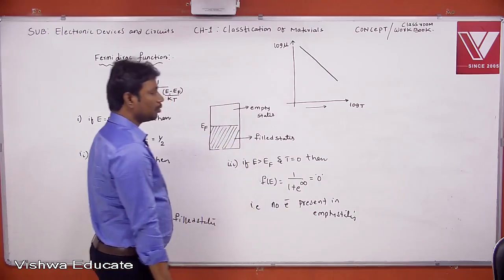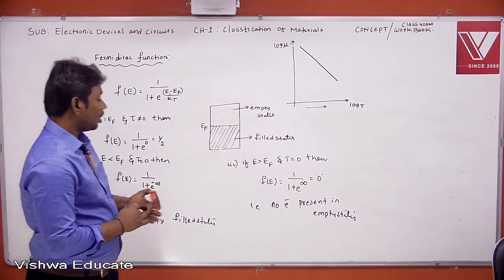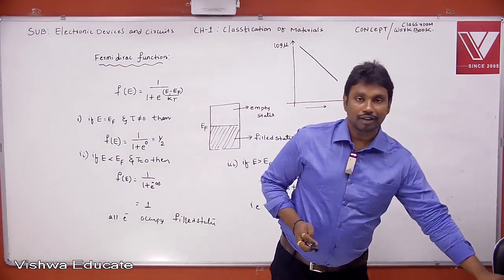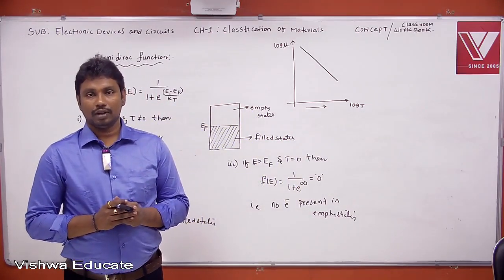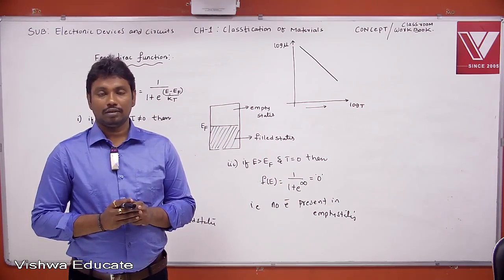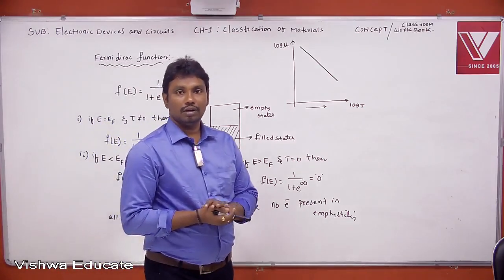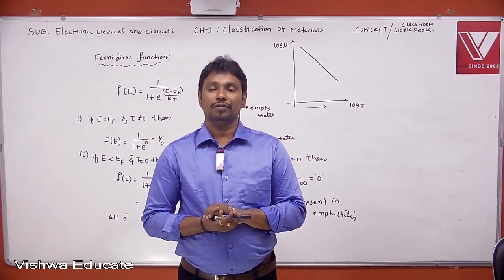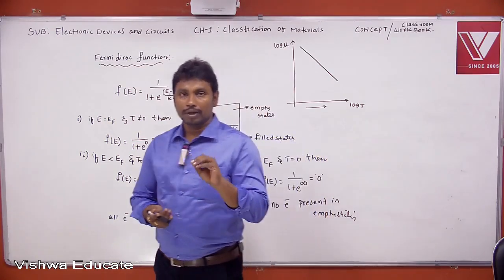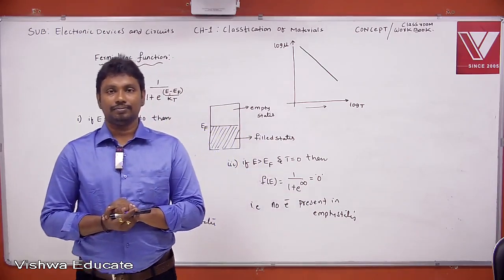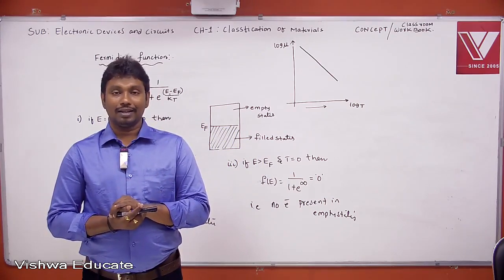This is about the Fermi-Dirac function and its significance. Write down the first definition. Fermi-Dirac function, write down the notes. It is a probability function, and it is used to find out the probability of an electron in an allowable energy state.